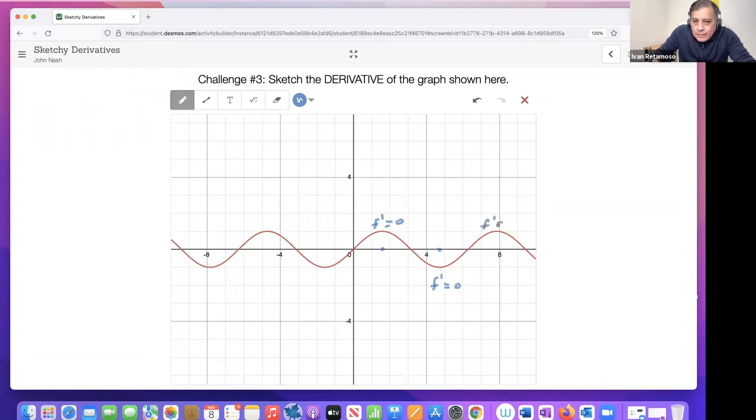Top of a mountain, zero derivative. So derivative zero here, more or less. So I have 3 points of the graph. I play the same game here, look. Bottom of a valley, zero. Top of a mountain, zero.